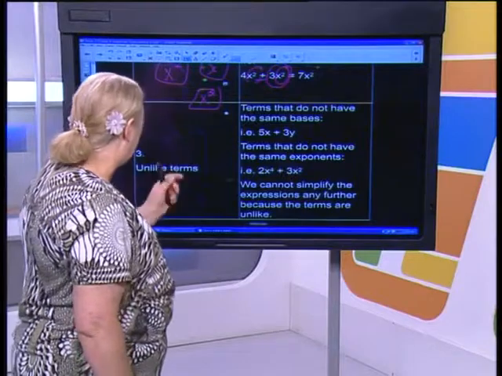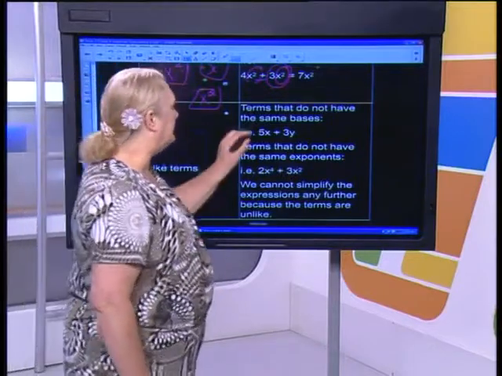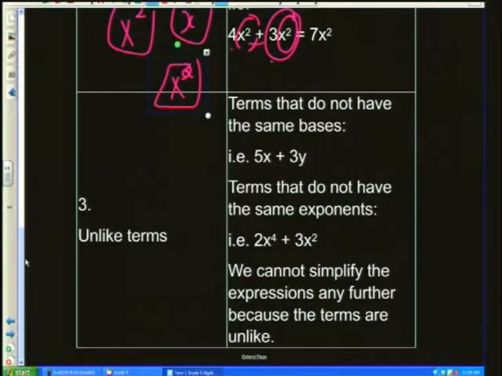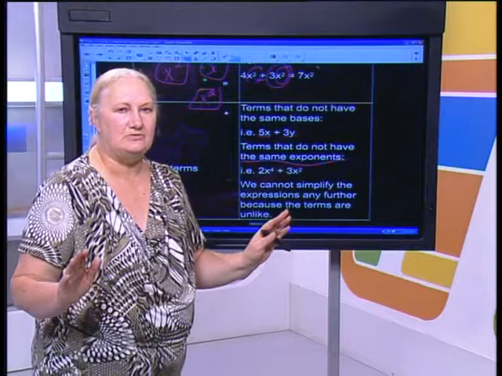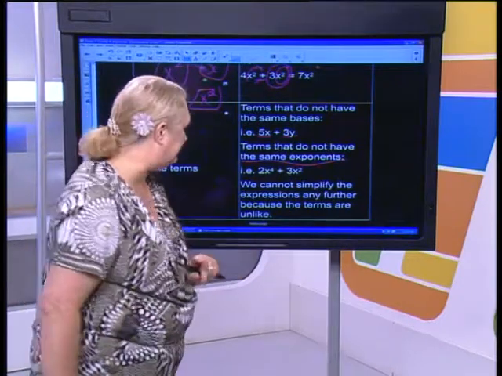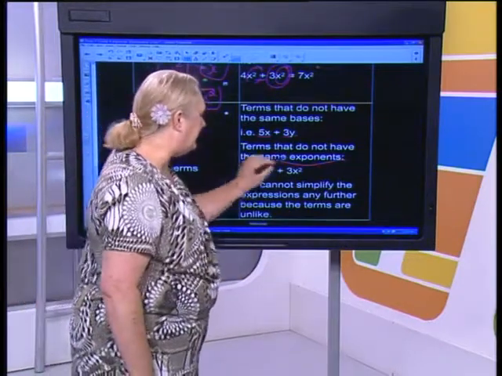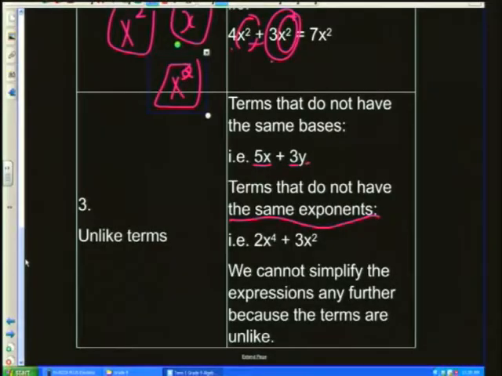Okay, so if they are unlike terms, they will not have the same basis. This one's base is X. This one's base is Y. The other thing that is important is that they do not have the same exponents. Remember, we are adding. We're not multiplying or dividing or subtracting. We are adding. And we can only add them when they are the same.